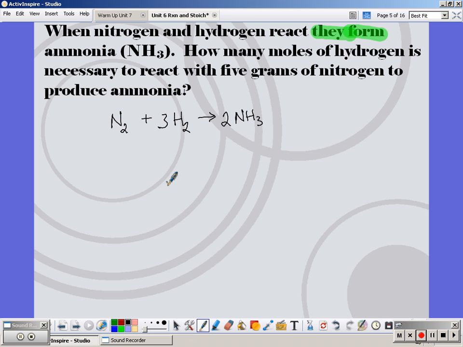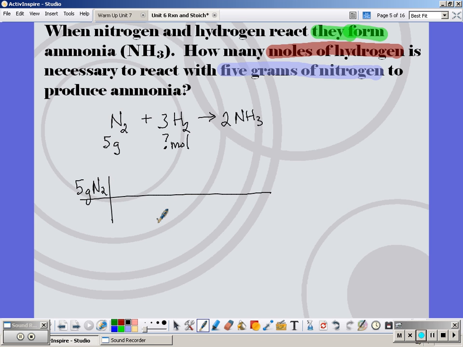Then I read the question again. How many moles of hydrogen are necessary to react with 5 grams of nitrogen? That's my given. How many moles of hydrogen would be my unknown? So underneath nitrogen, I'm going to write 5 grams, and underneath hydrogen, I'm going to put question mark moles. So I start my table with my given, 5 grams nitrogen. First thing I want to do is convert that to moles. So grams of nitrogen to moles of nitrogen.